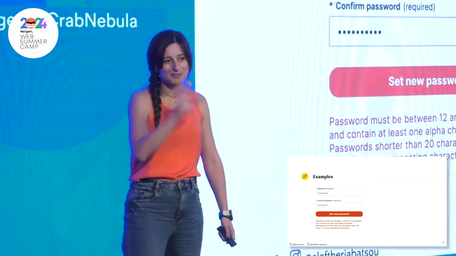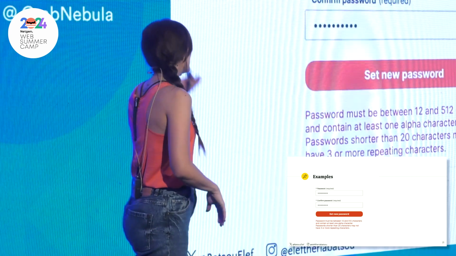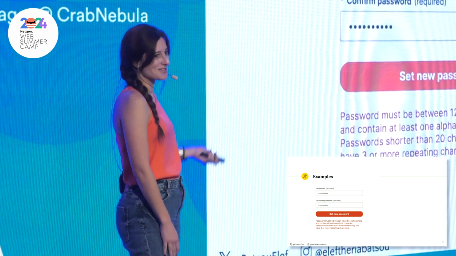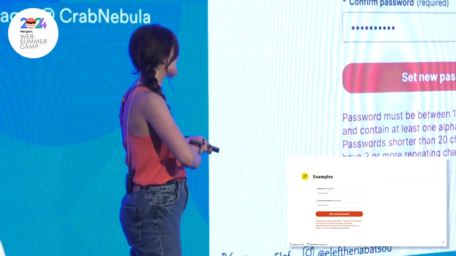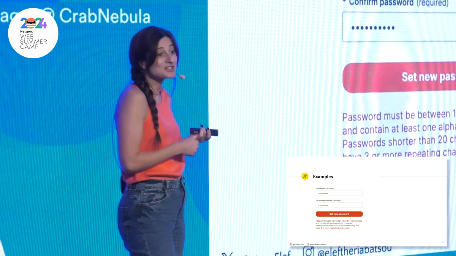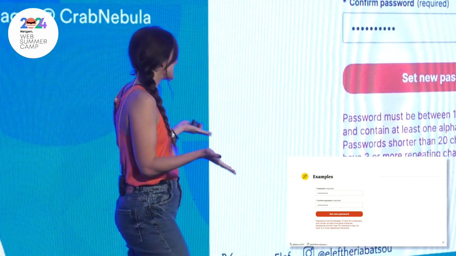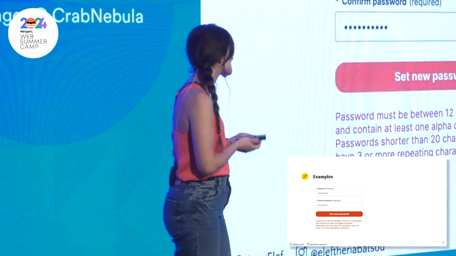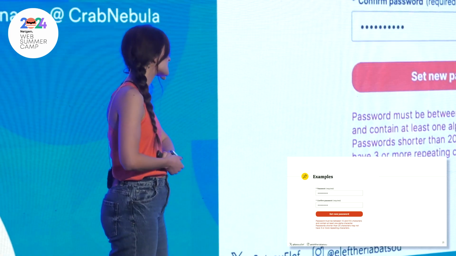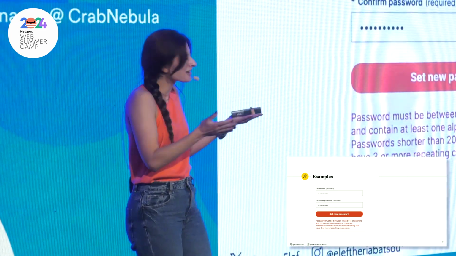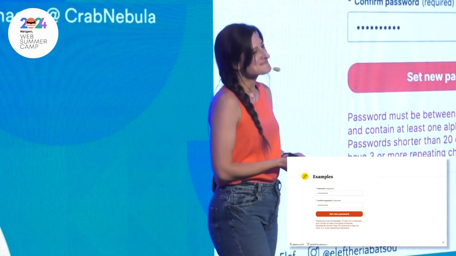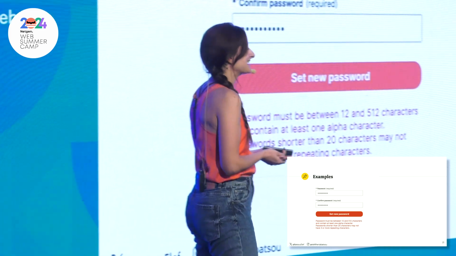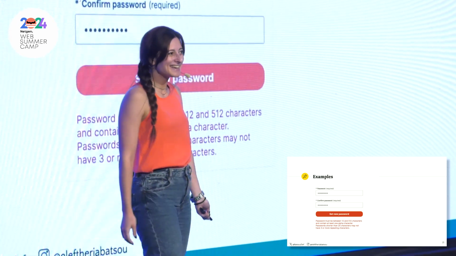Okay, this is one of my favorite examples with passwords. Let's read what's wrong here. So password must be between 12 and 512 characters and contain at least one alpha character. Passwords shorter than 20 characters may not have 3 or more repeating characters. Yeah, okay, all right.